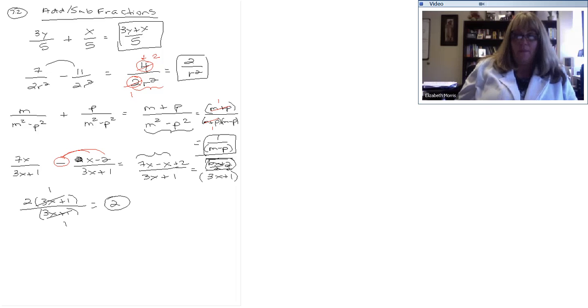Okay. All right, let's look at one, though, that poses a different problem. Now I'm adding fractions that don't have the same denominator. I have to change them so that they have the same denominator. What is the common denominator for 8 and 2? 8. What letters are represented? P's. And what's the highest exponent? A 1.